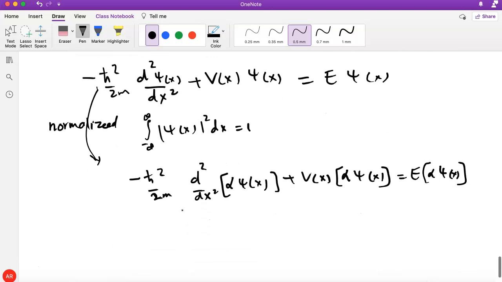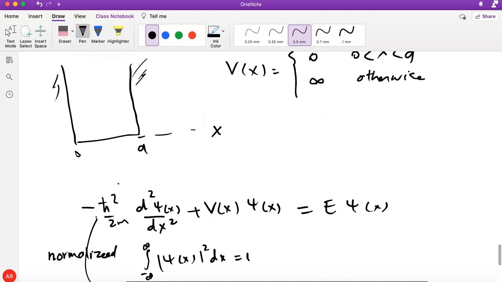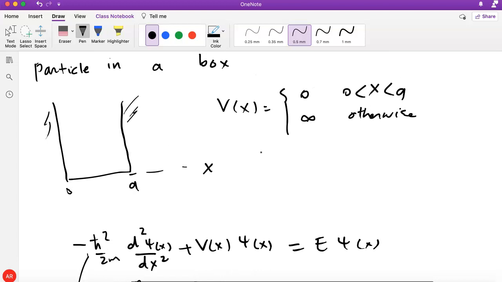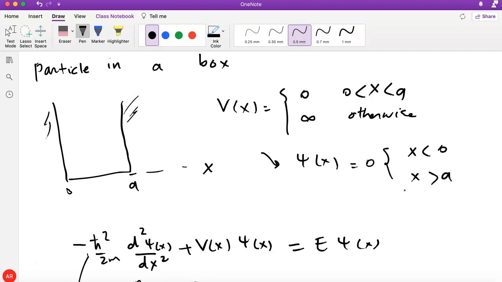So this really gives us a condition, because the potential is infinite outside this range from 0 to a, I must have psi of x equal to 0 for x smaller than 0 and x larger than a. So it's going to be something in between.